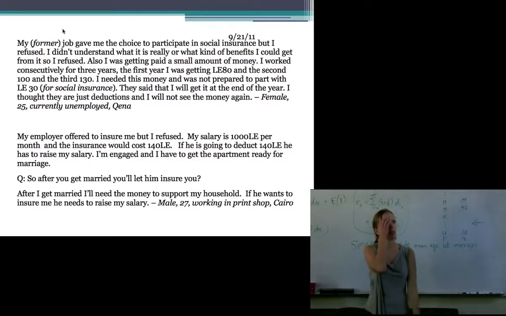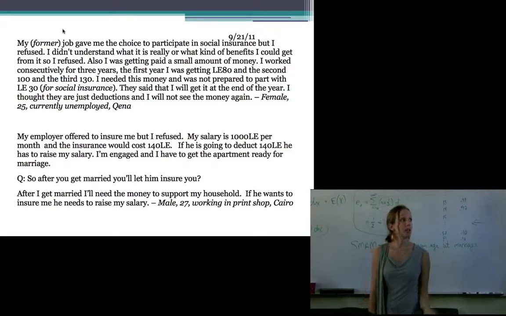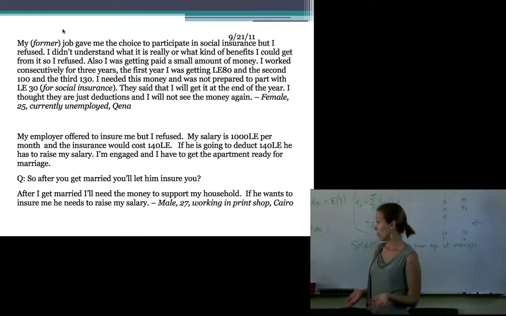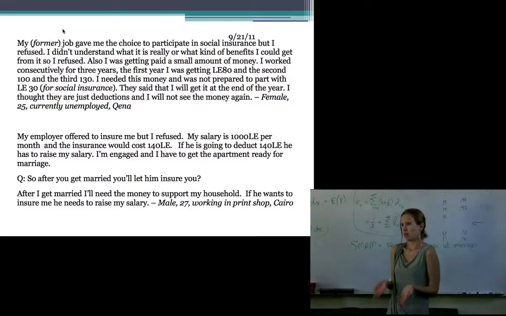And the second one is a young man who said his employer offered to insure him, but he refused. His salary is 1,000 LE and the insurance would cost 140. So he actually knew the right amount of his contribution and all these things. He said, he's getting engaged, I have to buy an apartment, get ready for marriage, I don't have the money. So then I asked him, well, so after you get married, will you let your employer insure you? He says, no, after I get married, I'm going to need the money to support my family. Right? If my employer wants to insure me, then he needs to raise my salary.